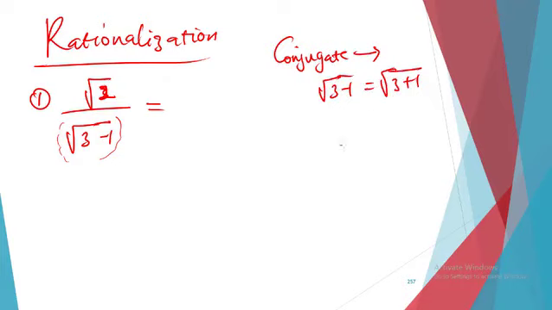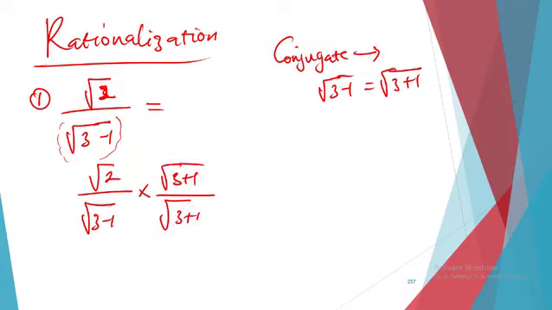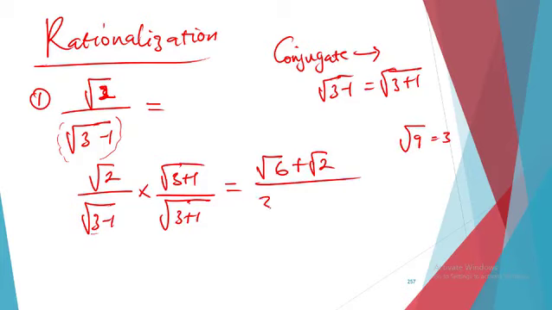That's just the conjugate. Then when we take the conjugate, we now multiply everything by this. So we have root 2 over root 3 minus 1 times root 3 plus 1 all over root 3 plus 1. Okay, now let us open the surd. Root 2 times root 3 will give us what? Root 6. Is that correct? And then root 2 times 1 will give us plus root 2. Root 3 times root 3 will give us root 9, and root 9 is equal to what? 3. Is that correct? So we have 3.